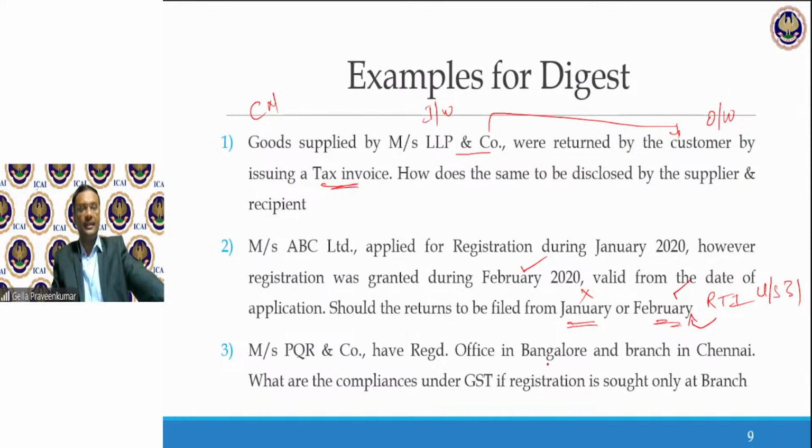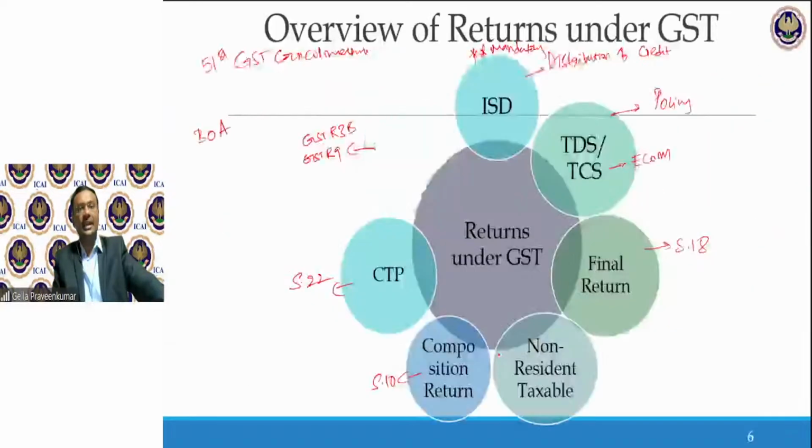PQR & Co. have a registered office in Bangalore and a branch in Chennai, Tamil Nadu. What are the compliances under GST if registration is sought only at the branch? They are saying that the registered office is in Karnataka and the branch is in Tamil Nadu. Registration is sought only at the branch in Tamil Nadu. So if Tamil Nadu is registered and Karnataka is not, what happens? Now, ISD is one aspect we have discussed. So you have to guide them. Look, the various returns available under GST are like this. You have to examine on the basis of your business model whether CTP is required, whether ISD is required, or regular returns are required.